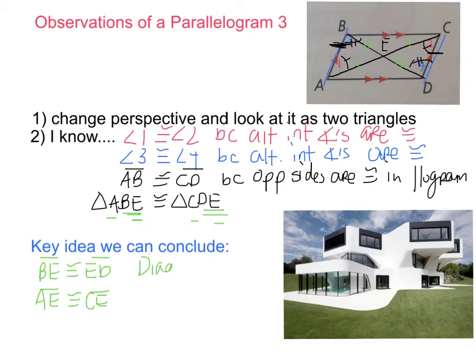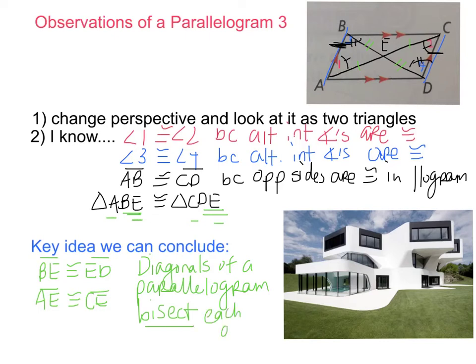So here's what we can conclude: that the diagonals of a parallelogram bisect each other. Great job.